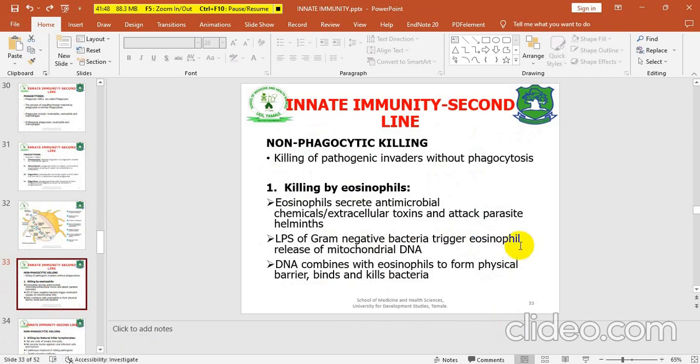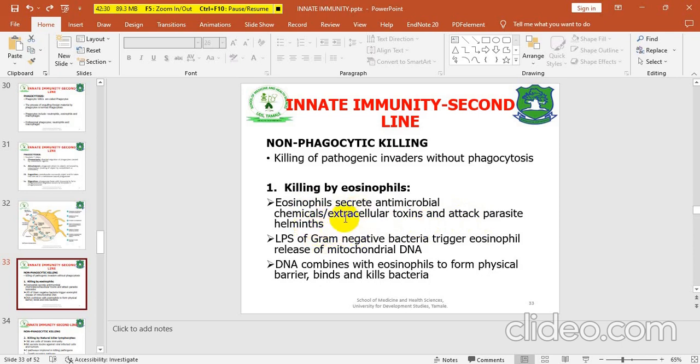Okay, so let's look at non-phagocytic killing. That is killing of pathogenic invaders without phagocytosis. So we want to kill them by secreting cytoplasmic granules. So eosinophils secrete antimicrobial chemicals or extracellular toxins and attack parasite helminths. Eosinophils are the white blood cells which have a spectacle-like nucleus, and they secrete antimicrobial chemicals or extracellular toxins that attack parasites or parasitic helminths.